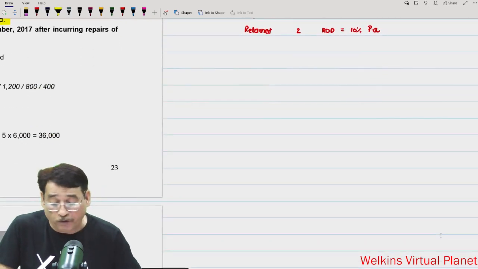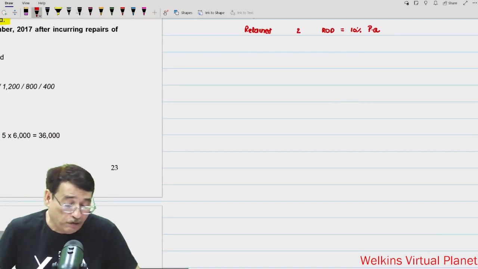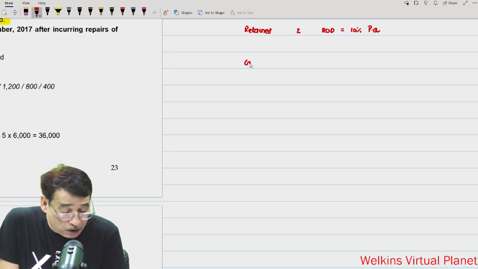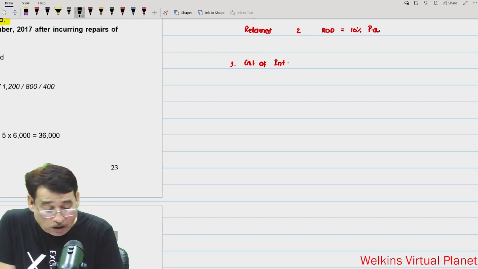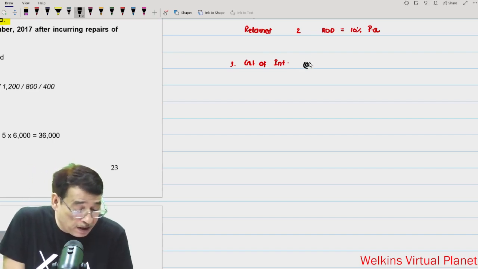Problem is that rate of interest is not given. So we are supposed to compute the rate of interest. That should be our first task. So when we do the calculation of interest, this is your first calculation of interest. Whenever we are going to do the calculation of interest, first thing is that we must have interest. Now, what is interest?